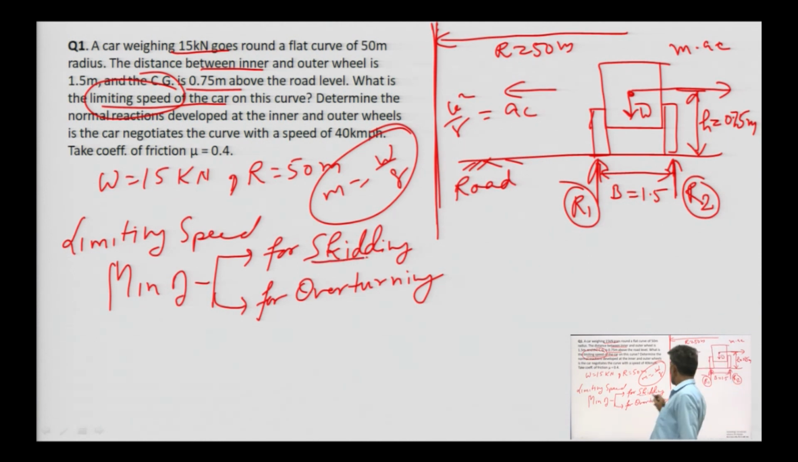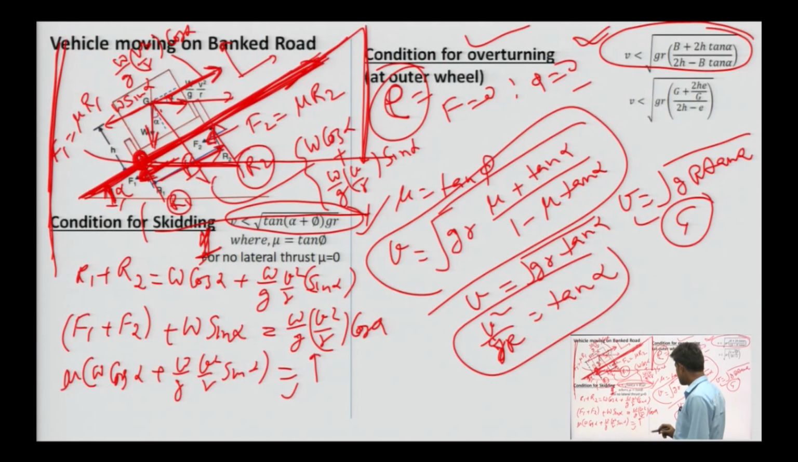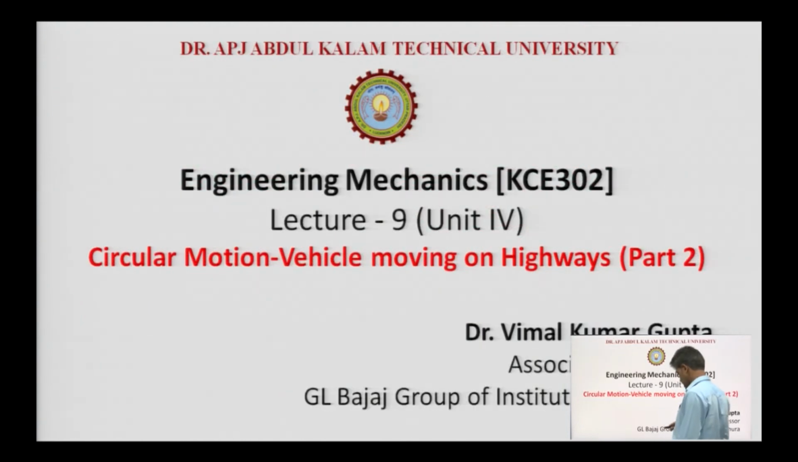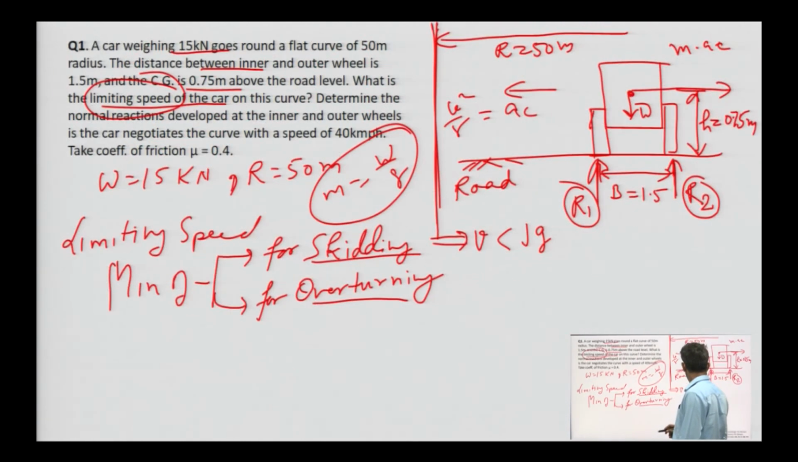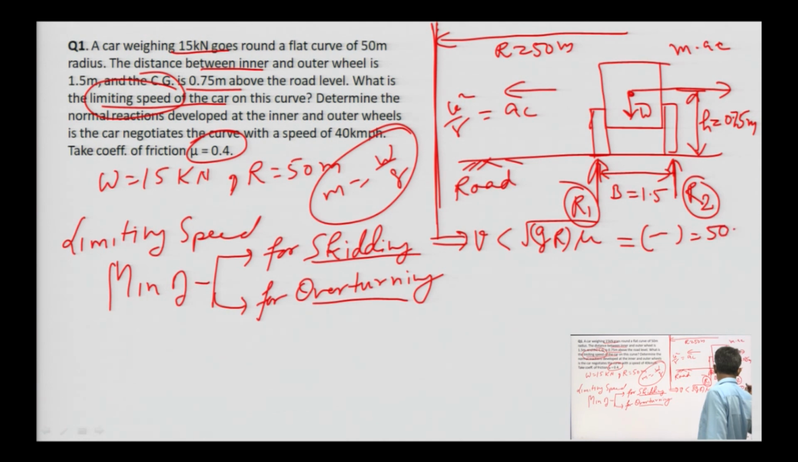So it is a minimum. The value for skidding: V is less than under root mu into G R, as we have derived here. Put the values of G, R and mu; mu is 0.4. After simplification it will be 50.42 kilometer per hour.